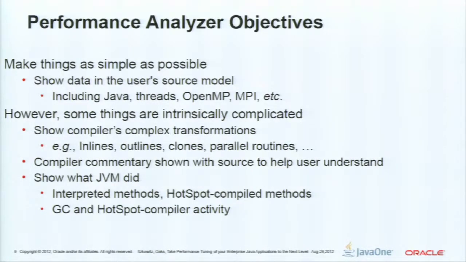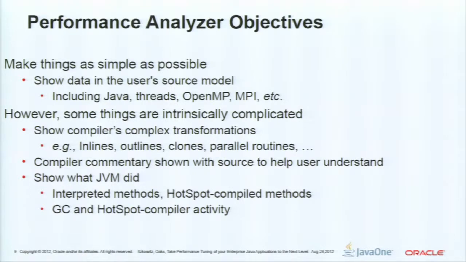The objective that we had in designing these tools was to make things as simple as possible. And that means showing the data that we've recorded in the user's model of what they wrote the code to do. That means showing Java threads, showing OpenMP, MPI, all of that complexity. However, you can make things as simple as possible, but no simpler. There is some complexity that you really have to take into account.